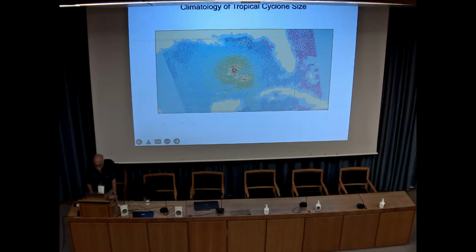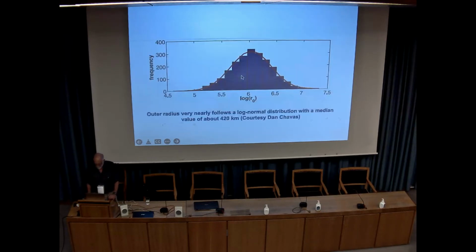Climatology. I think this is satellite-derived winds from Chris Velden, with velocities painted on. This is a log normal distribution of the outer radius. So the typical radius, the median radius, is about 420 kilometers. To give you an idea of their size, basically 1,000 kilometers, like this, and in the median. But they can get very large, as you see, or very small, over here.